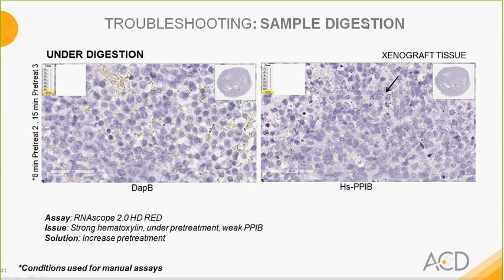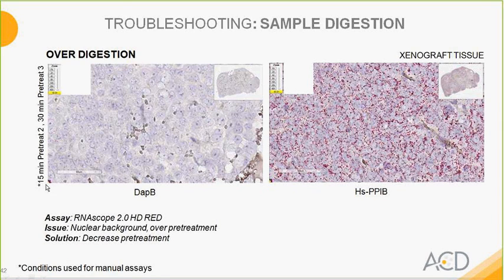In the same xenograft tissue, we performed an under-digestion protocol. We simulated this protocol by pretreatment at 8 minutes, boiling, and 15 minutes protease. As you can see, the morphology looks as though the sample has not been penetrated, and the PPIB signal is weak compared to the optimal pretreatment. The solution for this is to increase your pretreatment protocol.